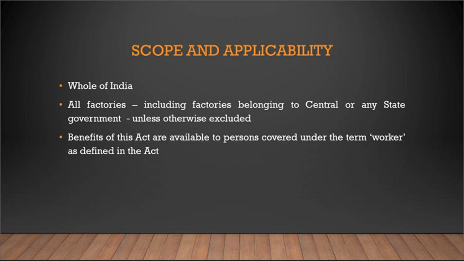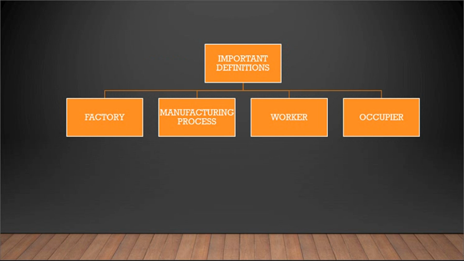And like every other labor legislation, for this act also the benefits are available to persons who are covered under the definition of worker under this act, which we shall be discussing eventually. For the purposes of this act, there are four major definitions that have to be looked into: factory, manufacturing process, who is a worker, and who is an occupier. These definitions and more we shall be covering in the subsequent lectures.